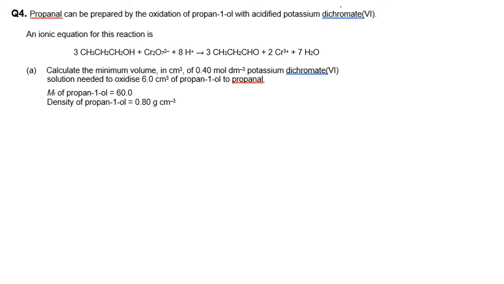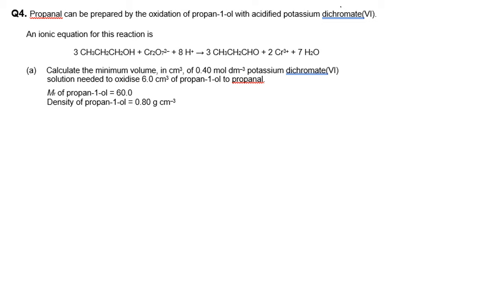So this question can look a bit daunting when we first see it, because there is a lot going on and we're looking at an ionic equation here. So propanal can be prepared by the oxidation of propan-1-ol with acidified potassium dichromate. And we're given the equation, and they ask us to calculate the minimum volume in centimetres cubed, so that's the unit that's going to be important, of 0.4 moles per decimetre cubed of potassium dichromate solution needed to oxidise 6 centimetre cube of propan-1-ol to propanal. And we're given the Mr of propan-1-ol, and we're given the density of it too. And that's quite a good first hint about where to tackle this.